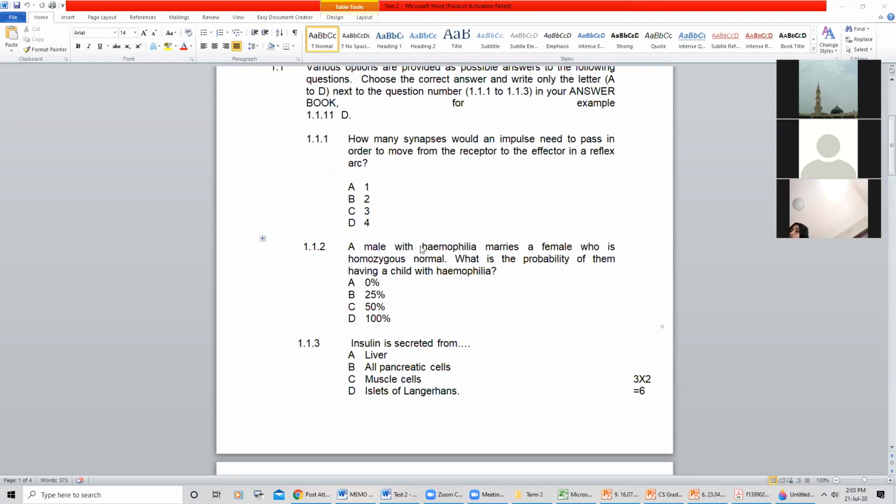Then they're saying a male with hemophilia marries a female who is homozygous normal. What is the probability of them having a child with hemophilia? What's your answer there? Right, remember, if it's a male with hemophilia, how would you write the genotype for that in a sex-linked disorder? In a sex-linked cross, for a male, how would you write the genotype?